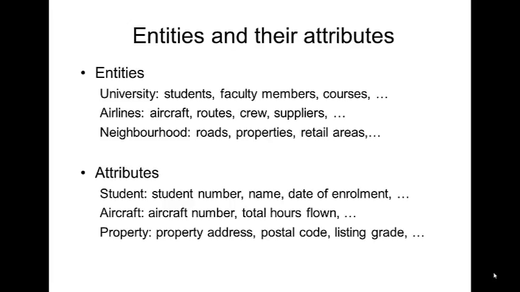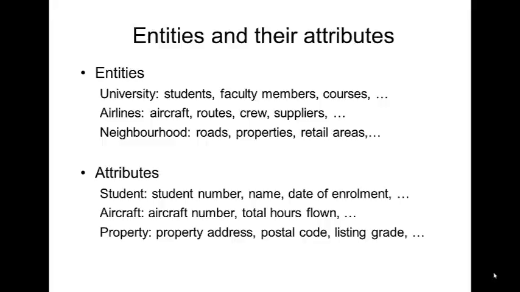So here are a few examples. And those entities also have attributes. The entities in a university database might be the students, the faculty members, the courses, and many other types of objects. Airlines may have aircraft, routes, crew, suppliers, etc. And a neighbourhood model might have roads, properties, retail areas, etc.